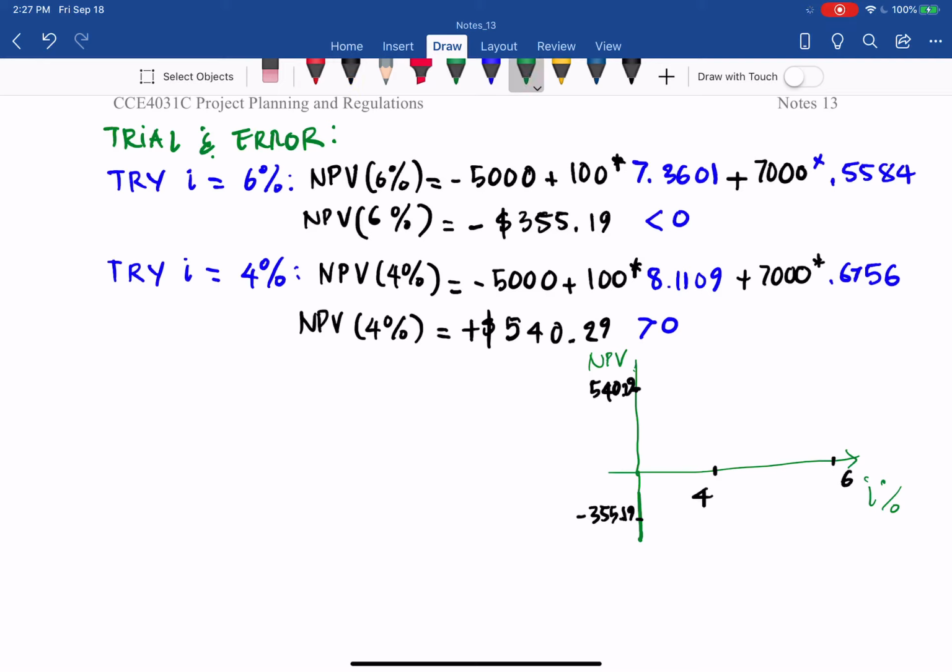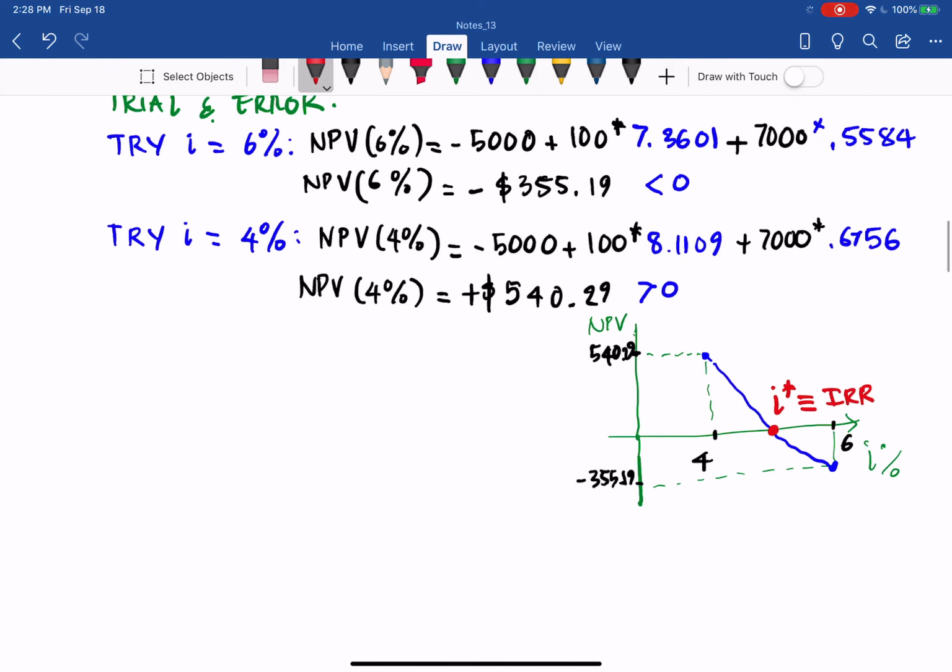Then we have these two points, and we assume it's linear. Of course it's not linear, it's a curve, but we assume linear. Then the line between those two, and the I star is somewhere here. That is the I star, and that I star equals IRR. Make sense? So with that we can do the interpolation.